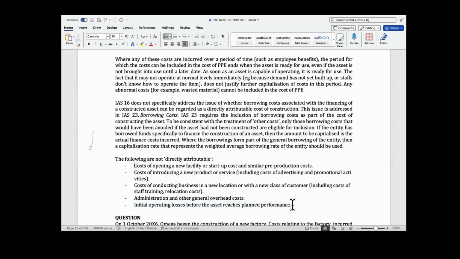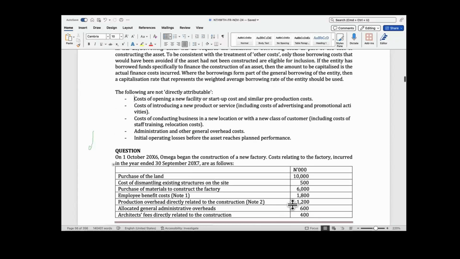Cost of opening a new facility, or startup costs, or pre-production costs, the cost of introducing a new product, the cost of introducing or conducting business in a new location, administrative and general overheads, and initial operating losses. I kind of asked them to list it before, so why can't they ask it again? Any question before we now solve a scenario?